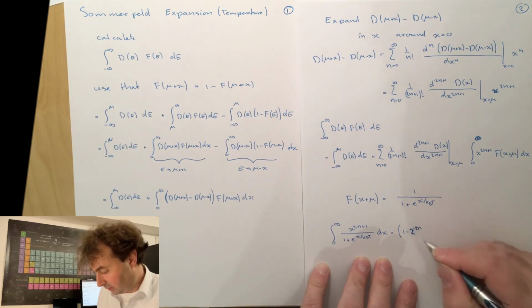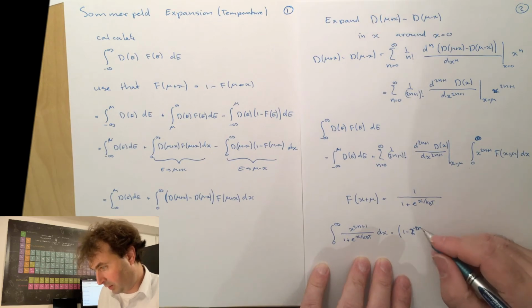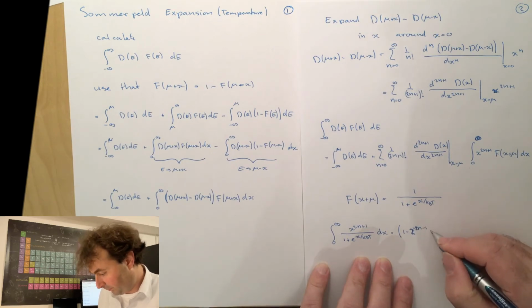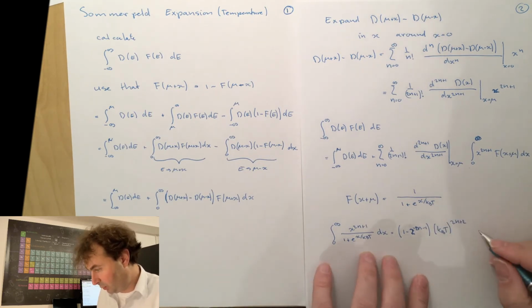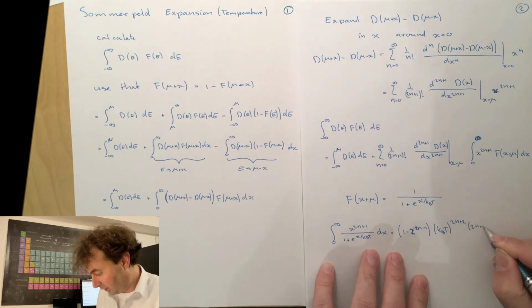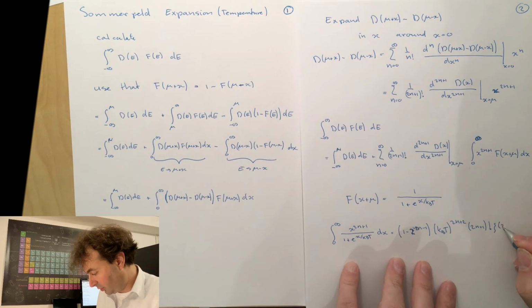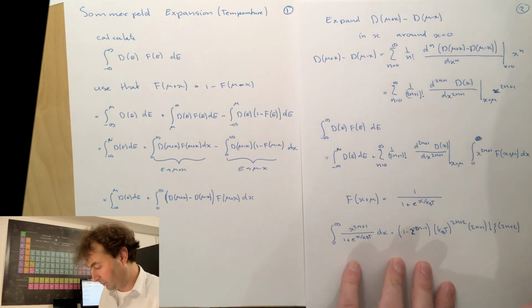The integral is (1 minus 2 to the power minus 2n minus 1) times (k Boltzmann T) to the power 2n plus 2, times (2n plus 1) factorial, and then the Riemann zeta function of 2n plus 2.